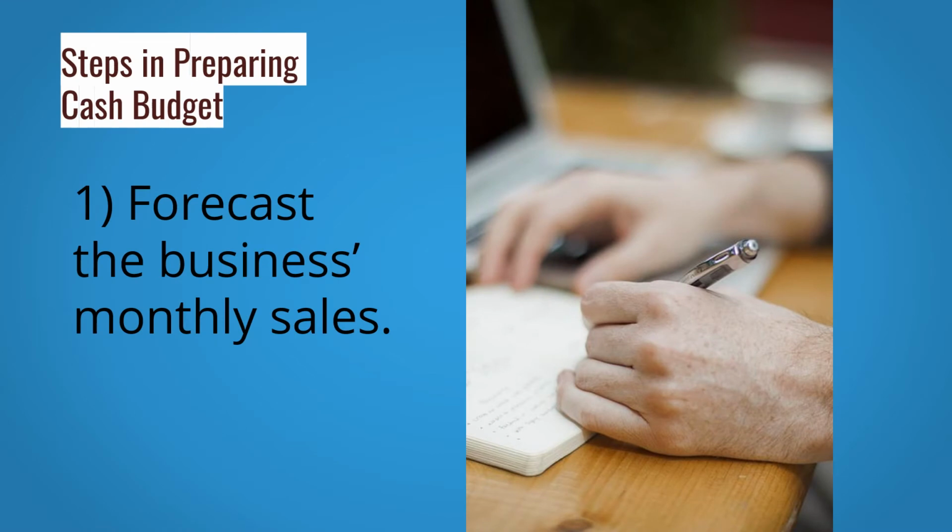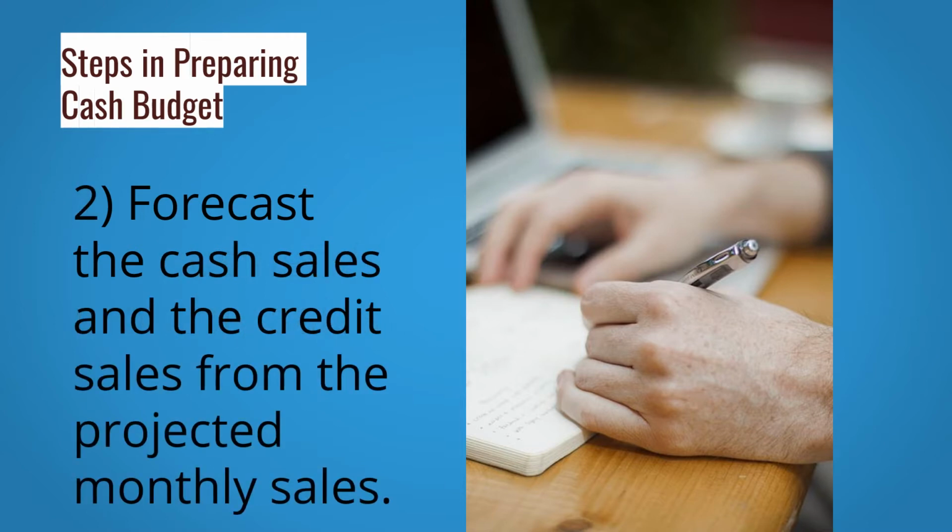Steps in preparing a cash budget. Number 1. Forecast the business's monthly sales. Again, this can be done using historical figures. Number 2. Forecast the cash sales and the credit sales from the projected monthly sales. Cash sales are more preferable to credit sales. If sales are made on credit, then estimate when those receivables will be collected.